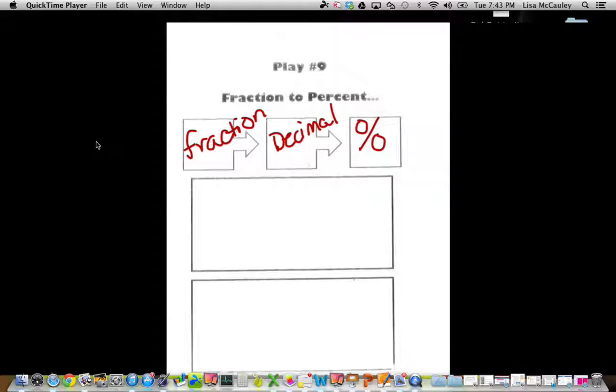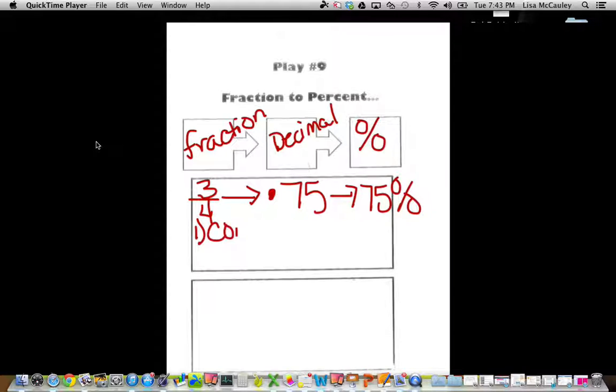So let's do an example. For example, let's take the fraction, an easy one that we've used before. Let's use 3/4. Okay, we already know that 3/4 converted to a decimal is really 75 hundredths or 0.75. In order to make it a percent, you just drop the decimal and add a percent sign, and it becomes 75%.